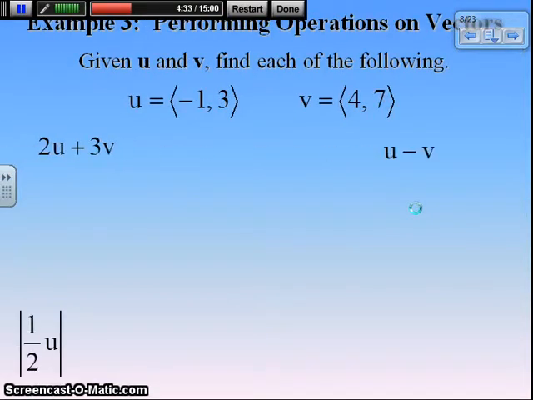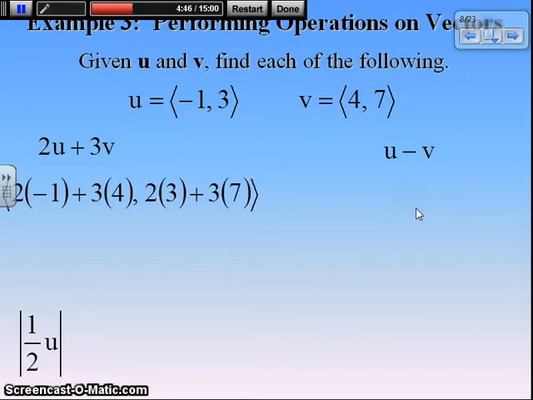So, ladies and gentlemen, I give you vector u and vector v, and I ask you to find these three things. Now, you probably can do this from pre-cal, but go ahead and pause the video if you want to try it yourself. But here's my solution. 2u plus 3v. I'll take the u vector, negative 1, 3, multiply by 2. I'll take the v vector, multiply by 3, and I'll add them together. So 2u, 3v.